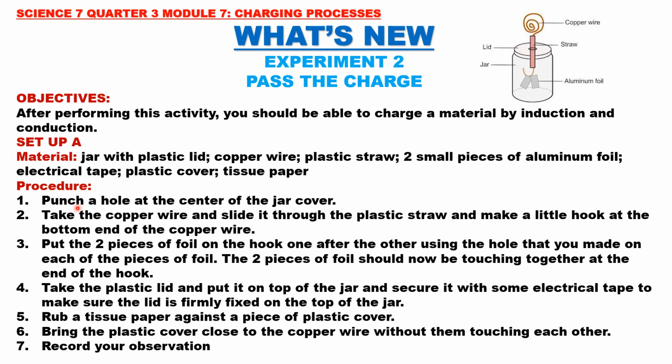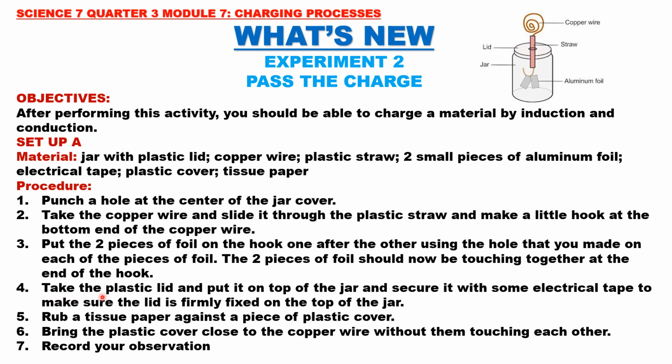Procedure: 1. Punch a hole at the center of the jar cover. 2. Take the copper wire and slide it through the plastic straw and make a little hook at the bottom end of the copper wire. 3. Put the two pieces of foil on the hook, one after the other, using the hole that you made on each of the pieces of foil. The two pieces of foil should now be touching together at the end of the hook.